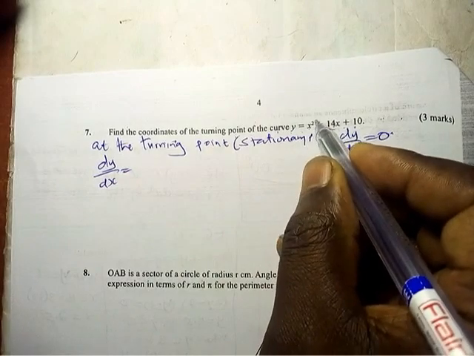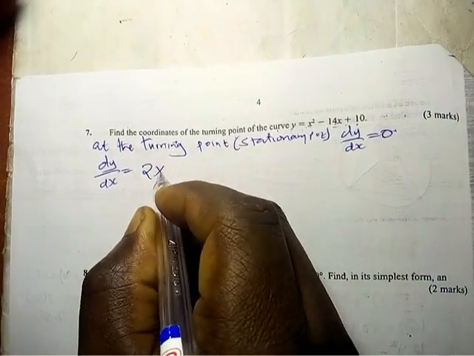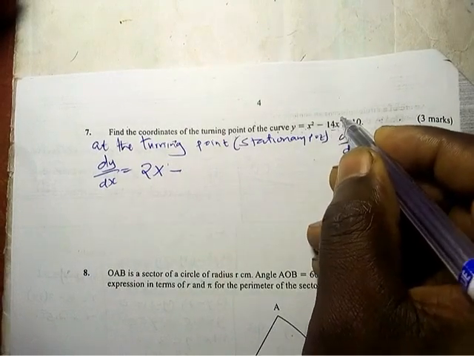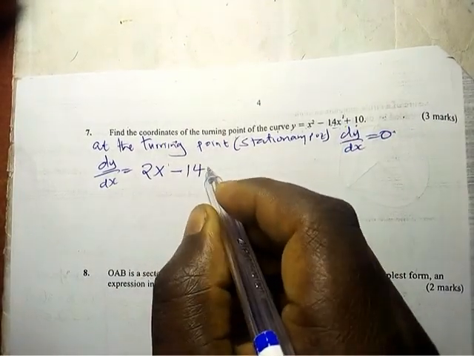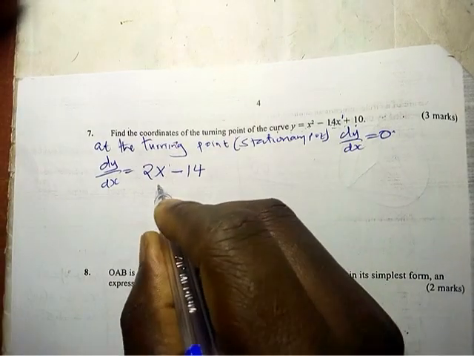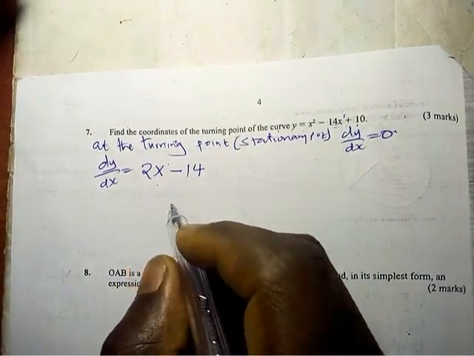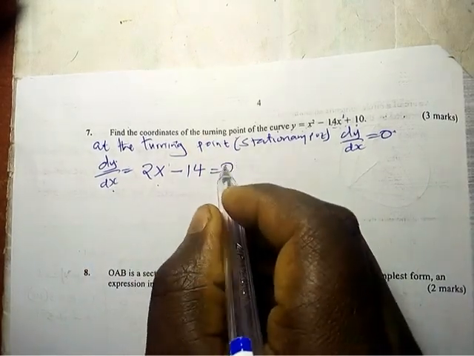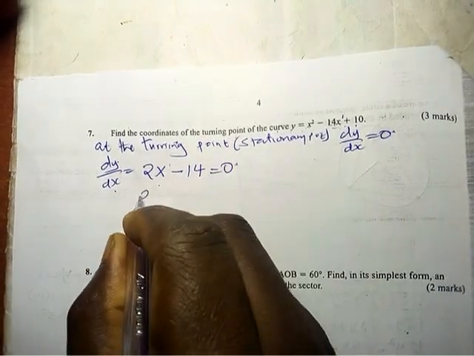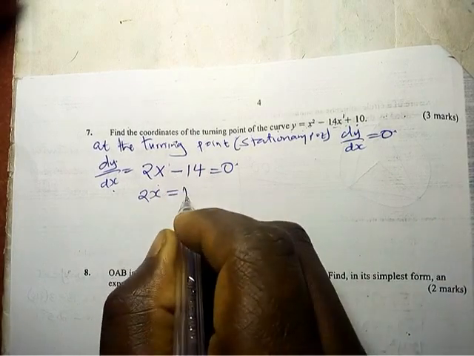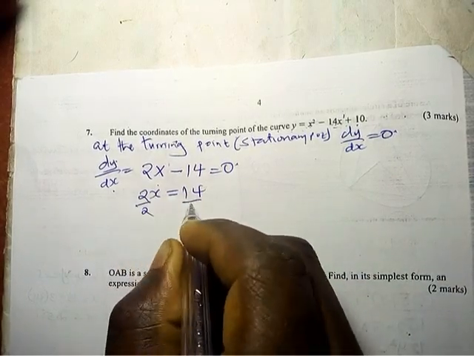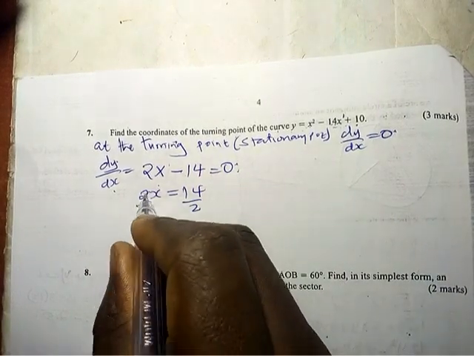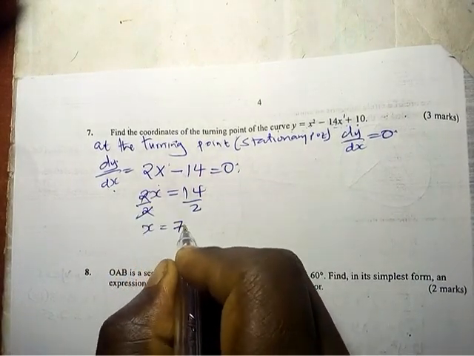This is x squared, the 2 comes here, x remains to power 1, minus 1 times 14 will be 14 only. So this is dy over dx, right? So at the turning point, this dy over dx is equal to 0. We equate it to 0. So 2x equal to 14. Divide by 2, divide by 2. It ends, so x becomes 7.